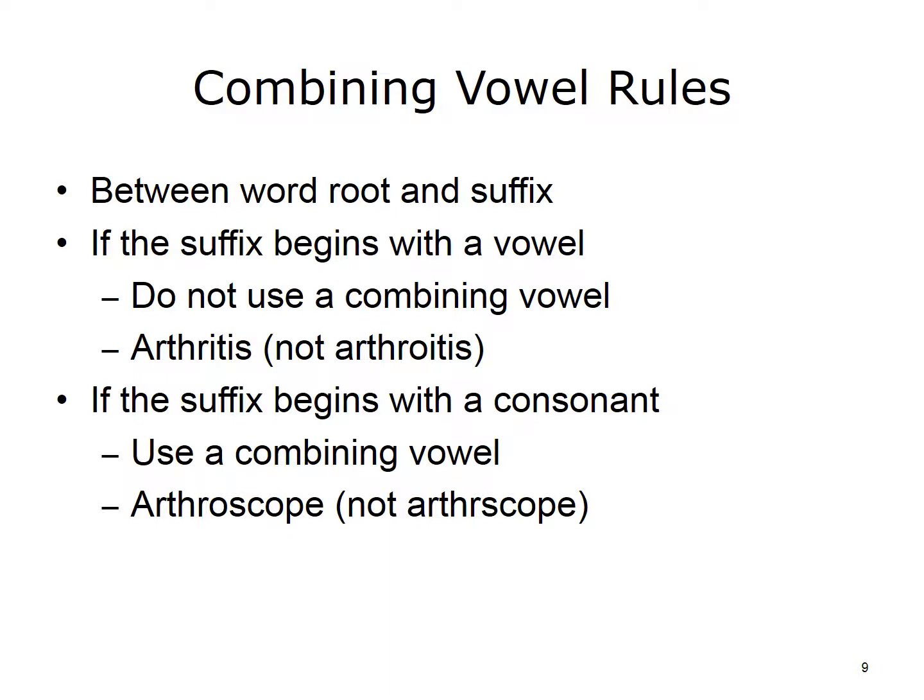We would just connect the two words together to form the word arthritis. If the suffix begins with a consonant, we would use the combining vowel, and we would typically use the combining vowel O. For example, in the word arthroscope, arth means joint, scope means examine. Since the suffix begins with a consonant, we would add the combining vowel to connect the two parts together to come up with arthroscope.